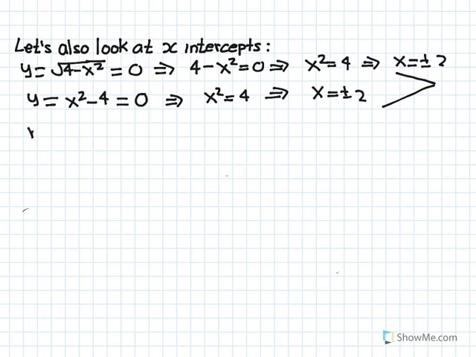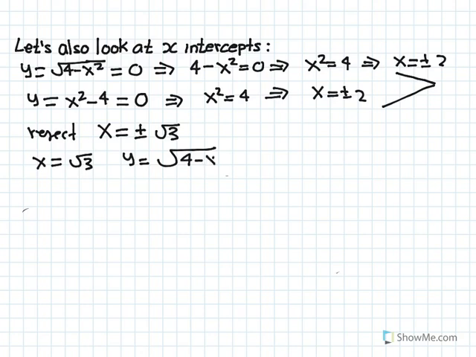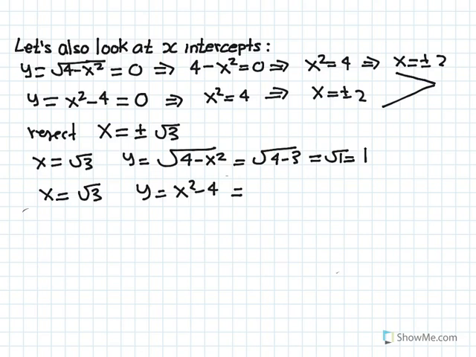Now we're going to show why we reject x equals plus or minus root 3. Oftentimes when you solve this algebraically, you might get some values that have to be rejected. The only way is to plug them back into the functions to see if they have the same y value. If you plug x equals root 3 into the semicircle, y is equal to root of 4 minus x squared. We get root of 4 minus root 3 squared, which is 3. That's root of 1, which is equal to 1. If you plug x equals root 3 into the parabola, y is equal to x squared minus 4. Plug this in, and we get root 3 squared as 3, minus 4 equals negative 1. These are not equal. That's why we reject x equals root 3.